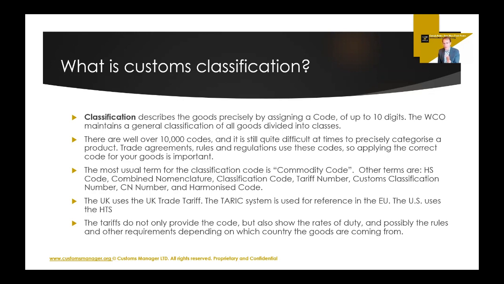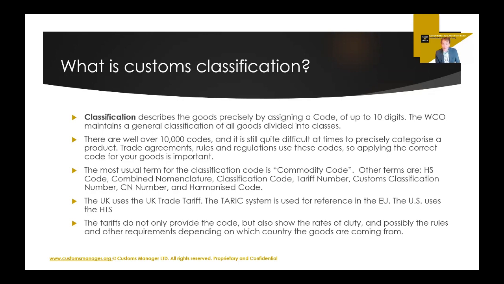Now, just a quick word. There are so many words that we can use for classification. We can talk about commodity code. We can talk about HS code, combined nomenclature in the EU, classification code, tariff number, customs classification number, CN number, harmonized code, HTS number. We all mean essentially the same: a commodity code, a customs code, customs classification code, that thing with 6, 8, 10 digits.